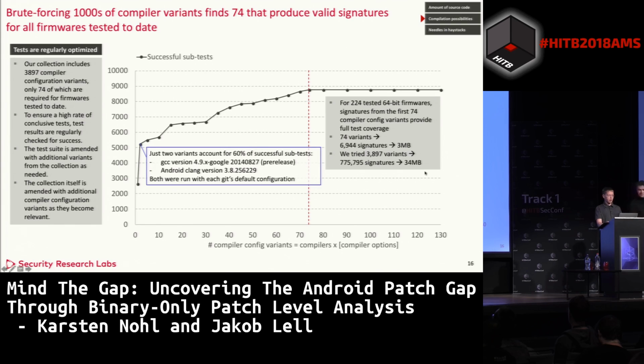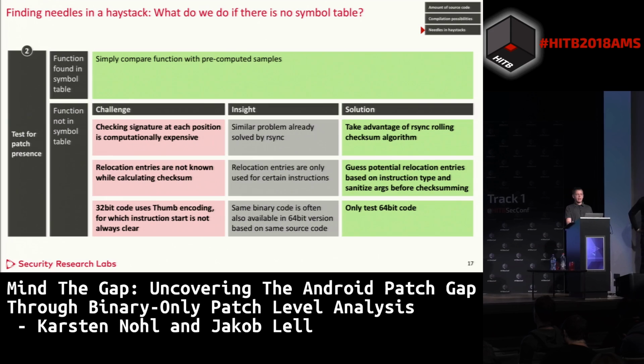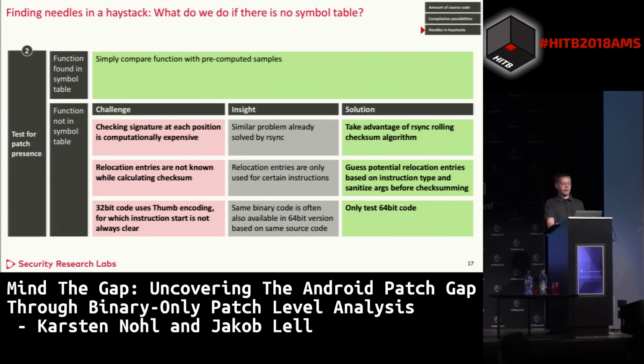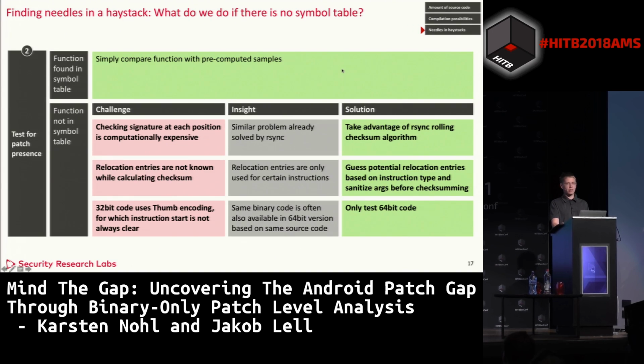So once we have our collection of signatures, we can actually verify the patch level of our device. And in many cases, it is relatively simple because the file we are testing has a symbol table, and the function we are looking for is actually in the symbol table. So we know where the code is. We can extract the code from the binary file on the device and see if one of our signatures matches.